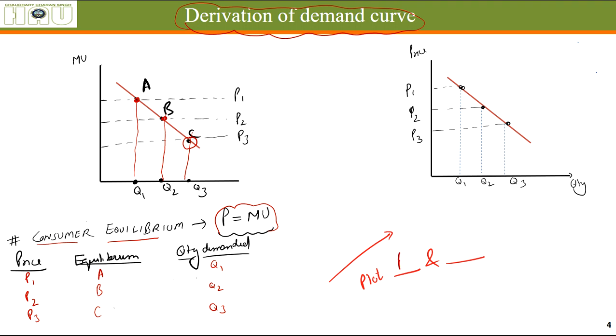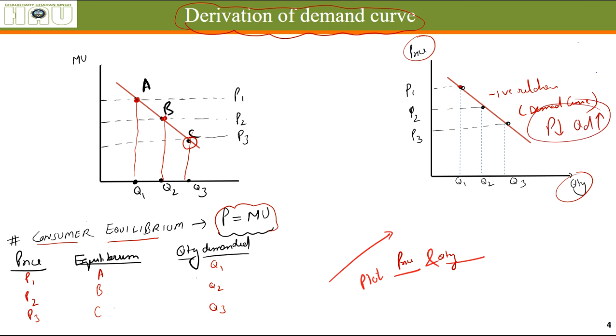So when we plot price and quantity demanded on a separate graph, quantity demanded on the x-axis and price on the y-axis, what we get is a negative relationship, and this is called the demand curve. When the price of something reduces, the quantity demanded generally increases. So this is how we derive the demand curve from the marginal utility curve and the consumer equilibrium concept.